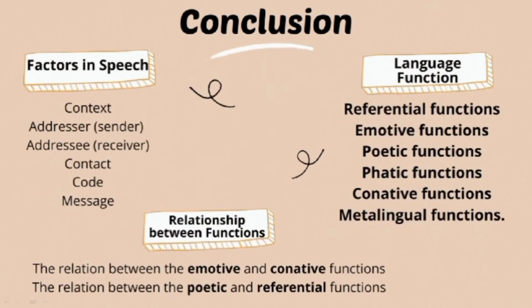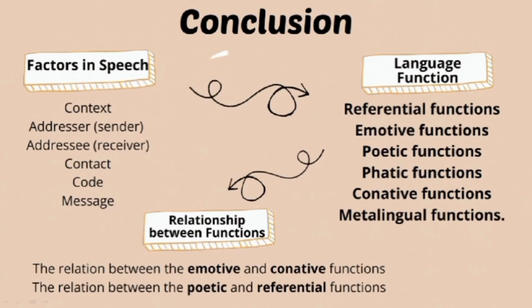So that's all. Before we end this, we will conclude our explanation. The conclusion of our discussion this time is Roman Jakobson suggests 6 factors in speech, namely context, addresser, addressee, contact, code, and message. Then from these 6 factors, Roman Jakobson developed them into 6 functions of language, namely referential function, emotive function, poetic function, phatic function, conative function, and metalingual function.